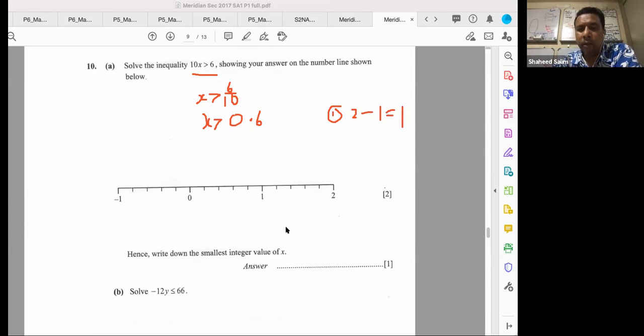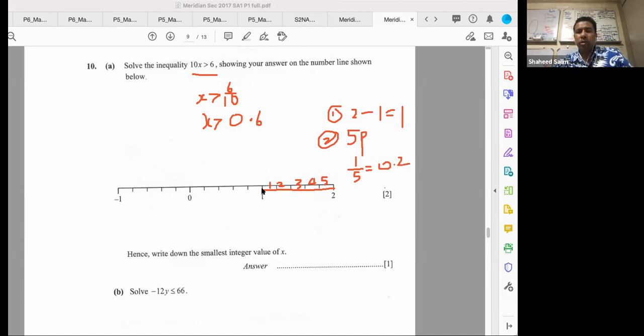Okay, and then count the number of parts in between. You see, I draw that. You can see 1 part, 2 parts, 3 parts, 4 parts, 5 parts. So step 2, you've already counted the number of parts as 5 parts. 1 part is how much? Take 1 divided by 5. Your calculator will show you 0.2. So each unit is 0.2. Okay. So that means this is 0.6 here.